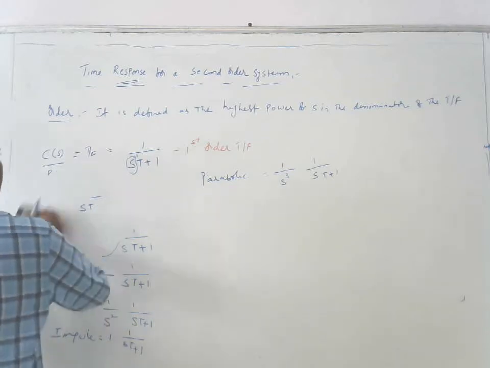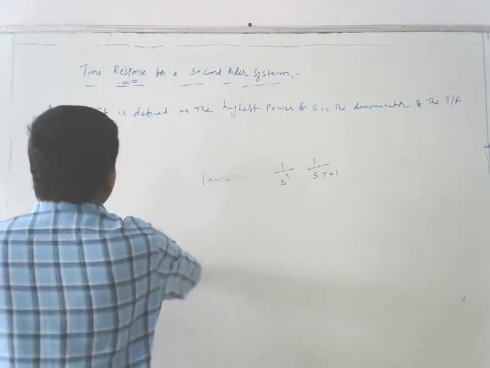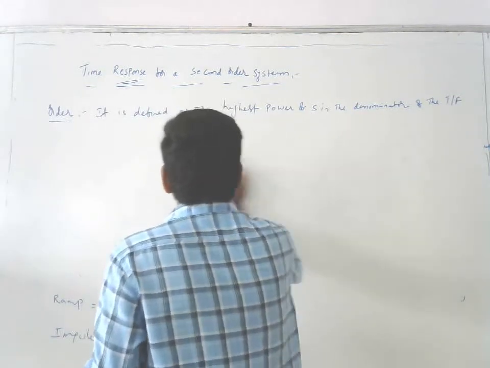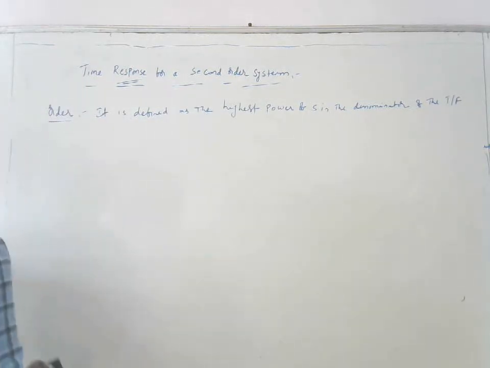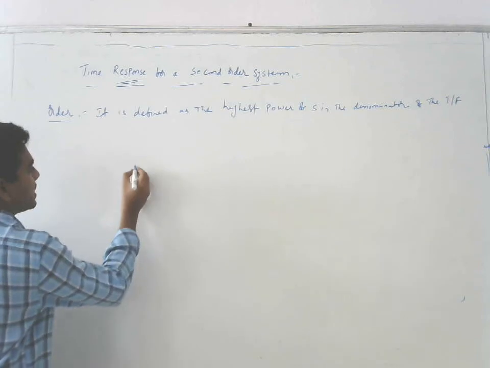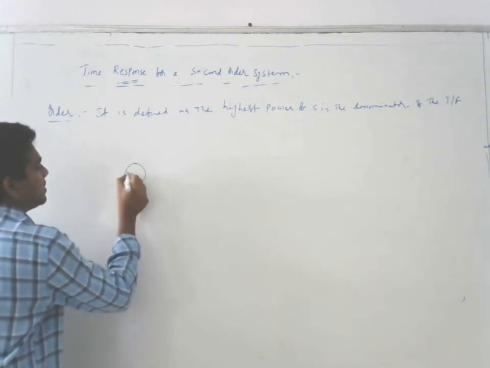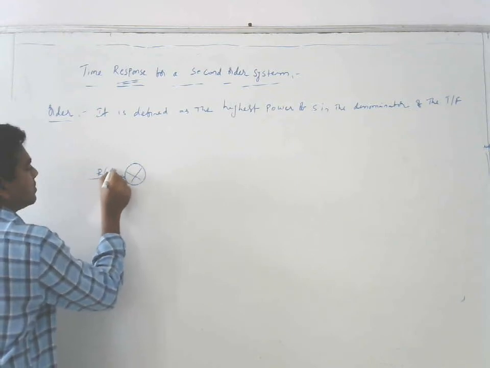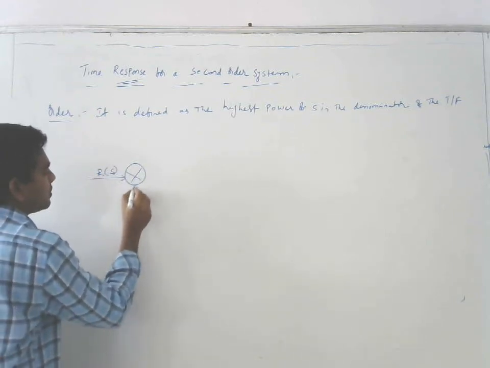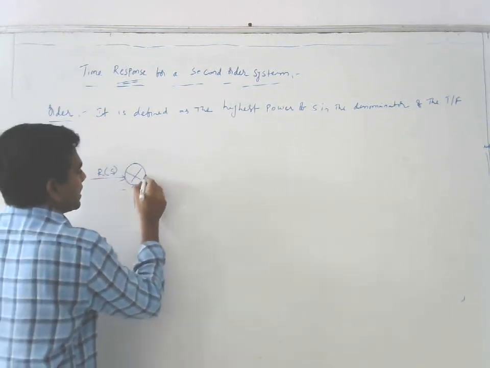Now I am going to discuss the second order system transfer function. Let us consider the second order system like this. Here I am going to consider R(s), and I am going to consider negative feedback.